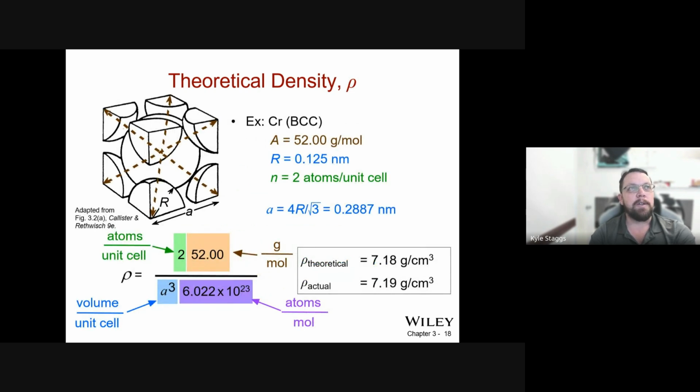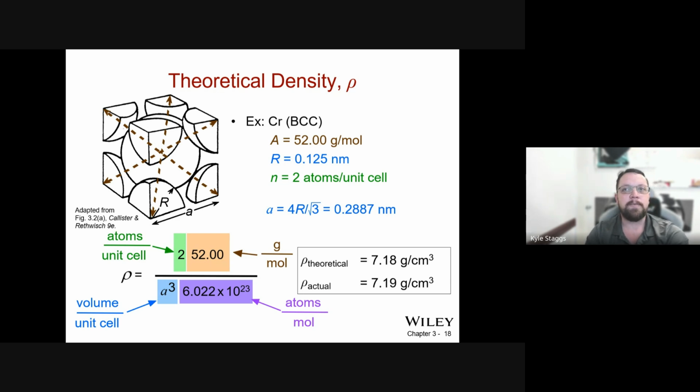So we'll learn a little bit more about that as we go along, but defects are what's responsible for that. So the theoretical density in an idealized case for something like body-centered cubic, if A is 52 grams per mole for chromium, and we have a radius for that particular atom of 0.125 nanometers, and we have 2 atoms per unit cell because it's body-centered cubic, we can apply that and we get a theoretical density of 7.18 grams per cubic centimeter versus the actual density of the material, which is 7.19 grams per cubic centimeter.